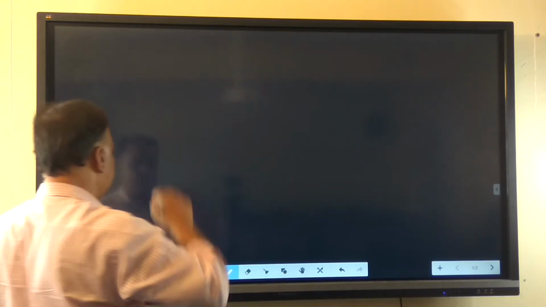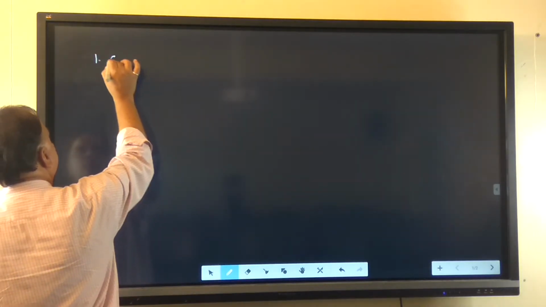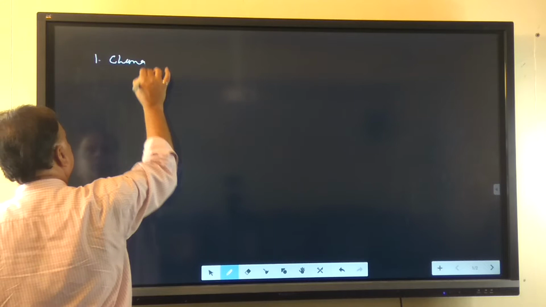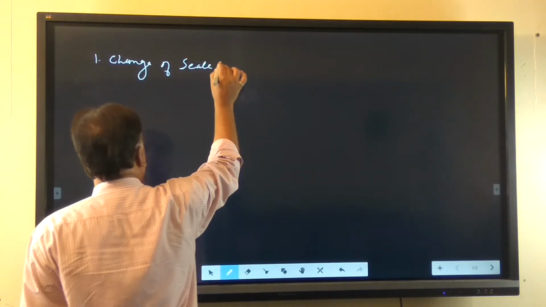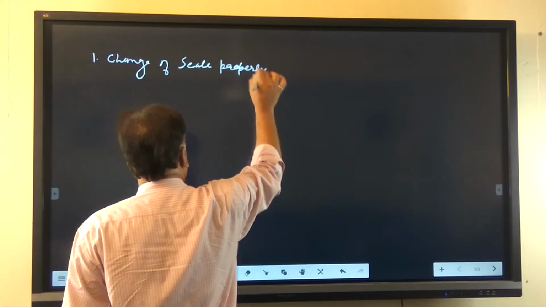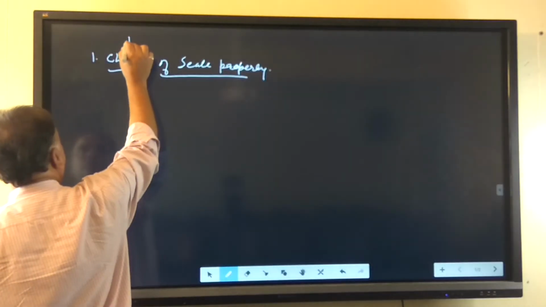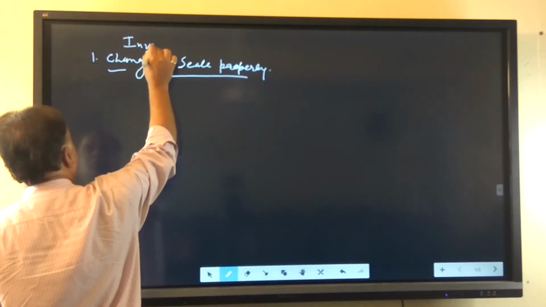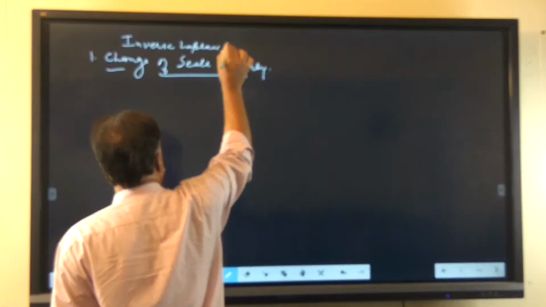The first property is the change of scale property. Change of scale property for inverse Laplace transform.